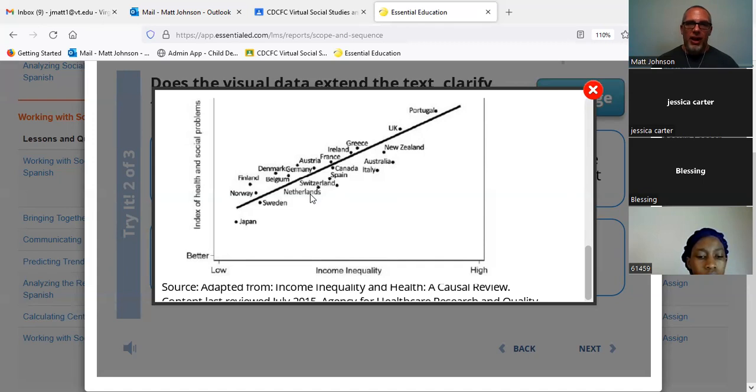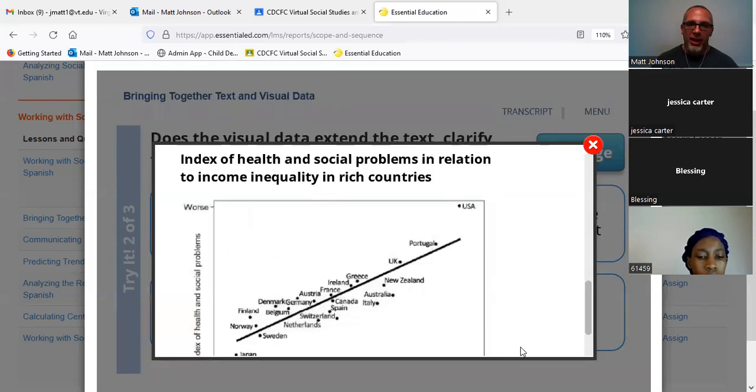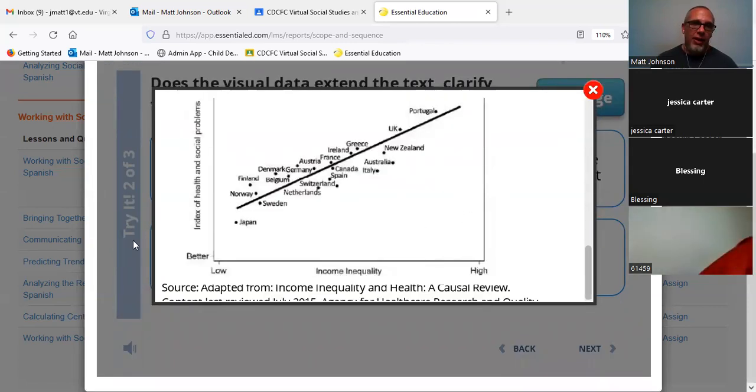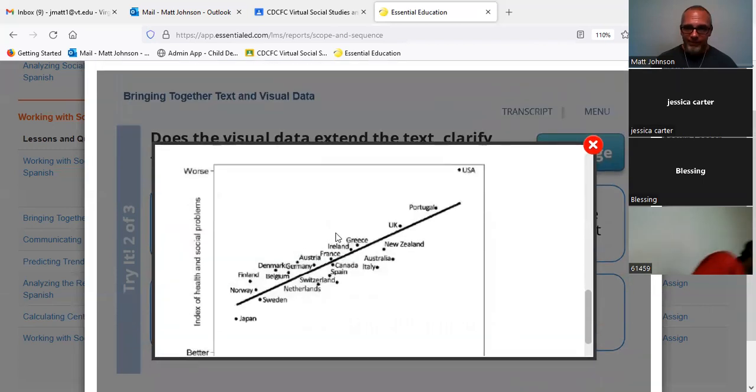And then you start kind of climbing the ladder there. You get about halfway up to Canada, France, you start seeing some issues. And then way up at the top, you got the United Kingdom, Portugal, and then USA is like this outlier. It's so bad, it doesn't even really track with everything else. We're way up here as far as income inequality and health and social problems.